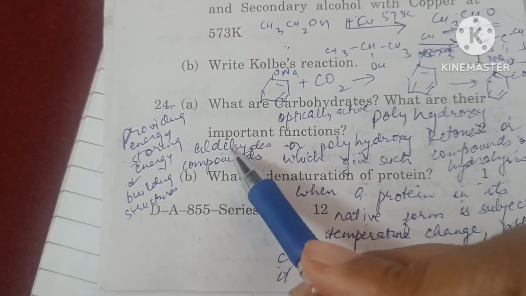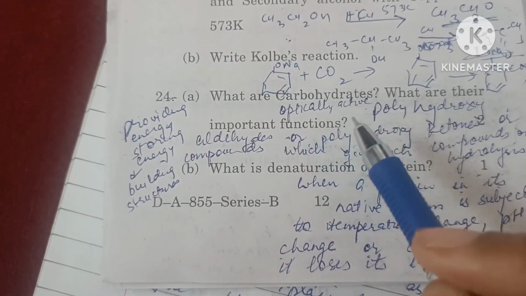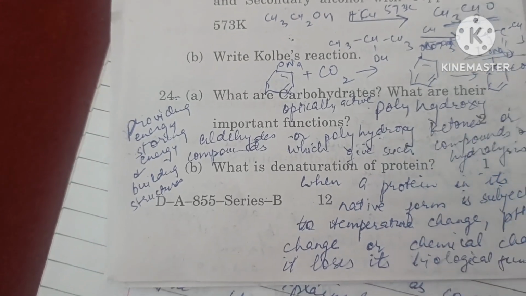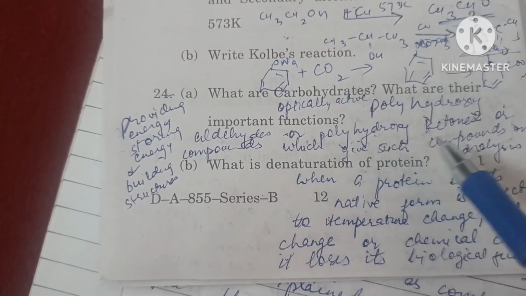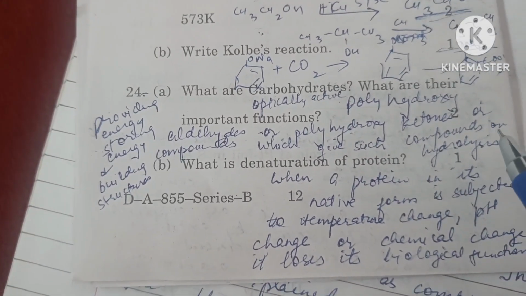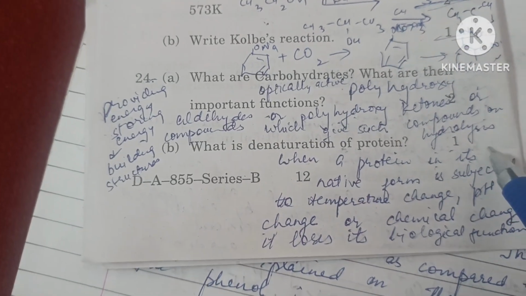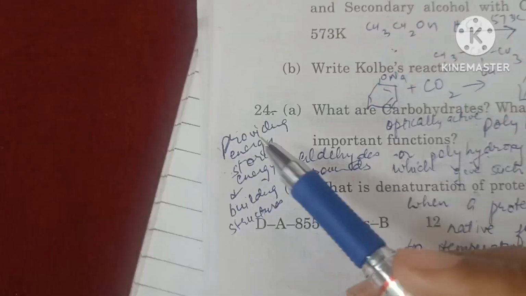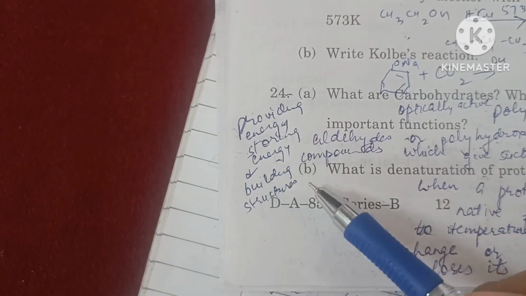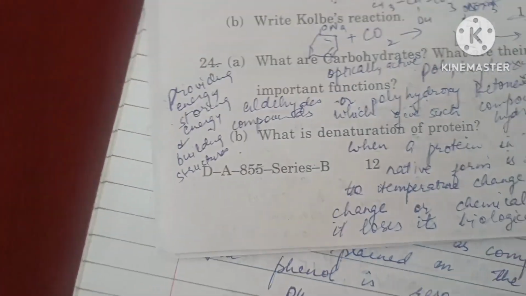What are carbohydrates? What are their important functions? So carbohydrates are optically active polyhydroxyaldehydes or polyhydroxyketones, or compounds which give such compounds on hydrolysis. Their functions are to provide energy, store energy, and act as building structures.